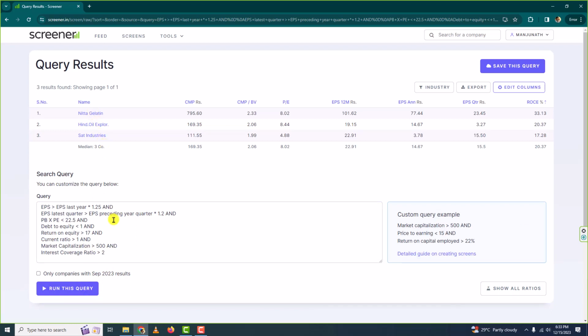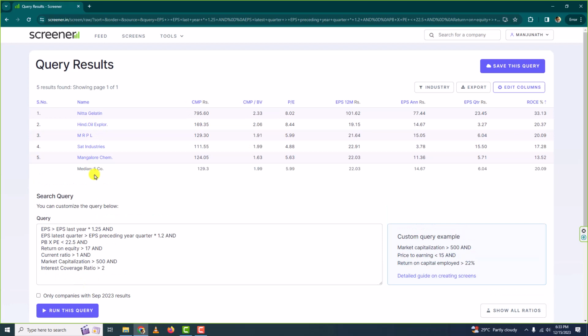Now let me make a bit of modification. Let me remove this debt to equity condition and run the query. And here I am getting 5 companies. Now see, we want the debt of a company to be low, correct? Yes. But if we use that, we get only 3 companies. But I have used this condition here: interest coverage ratio should be greater than 2. Meaning, the company can have a loan, but it must be able to repay it. That's all.